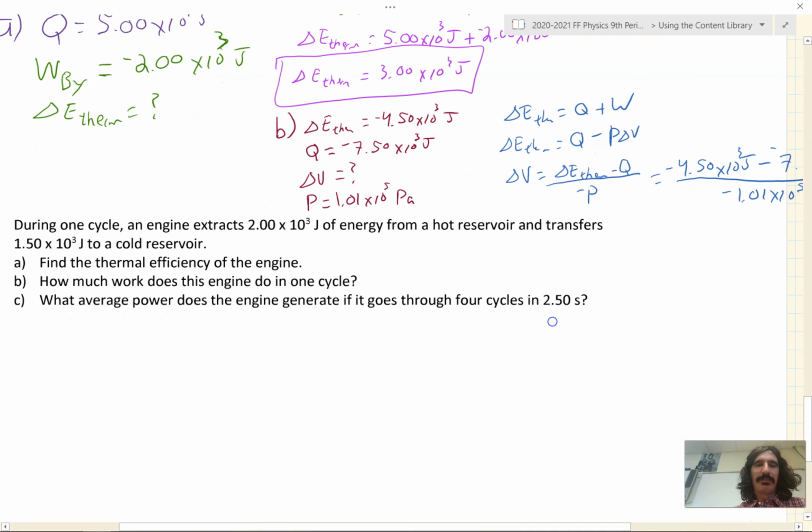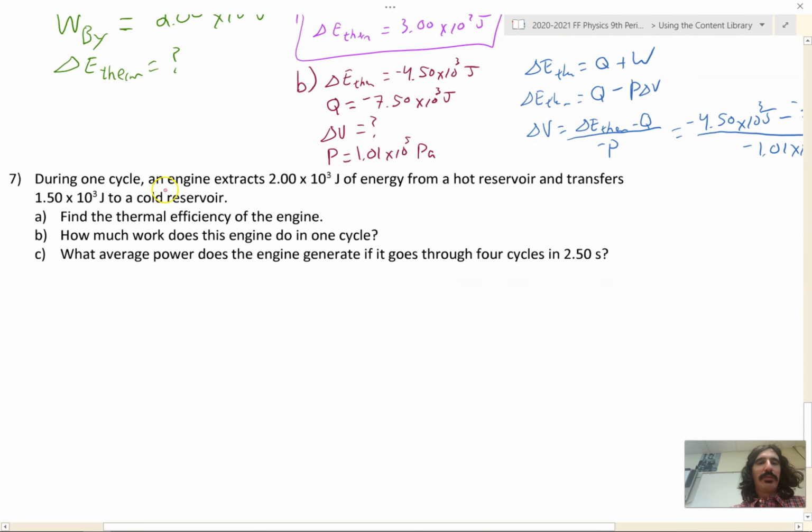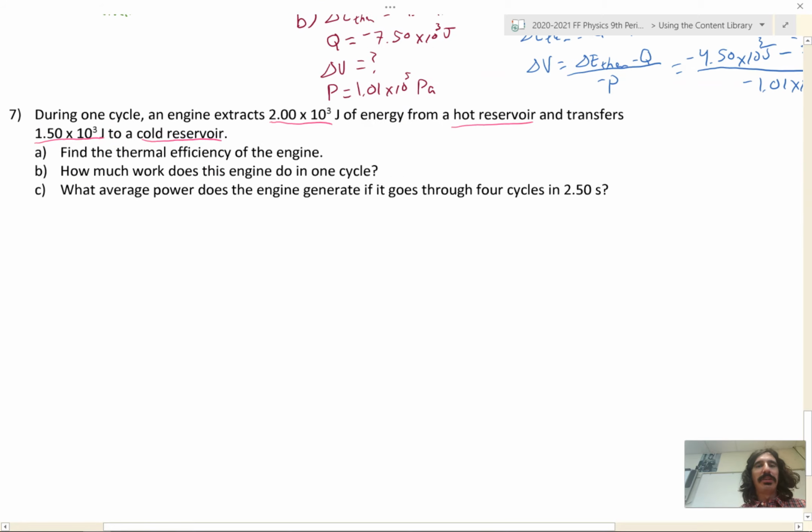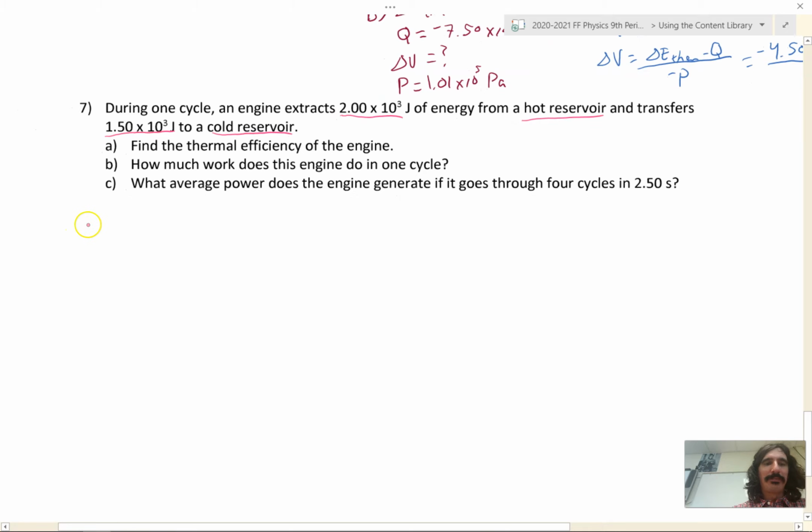Last question, number 7. During one cycle, an engine extracts 2.00 times 10 to the 3 joules of energy from a hot reservoir and transfers 1.50 times 10 to the 3 joules to a cold reservoir. Letter A, find the thermal energy efficiency of the engine. We're given that Q hot is 2 times 10 to the 3 and Q cold is 1.50 times 10 to the 3 joules.